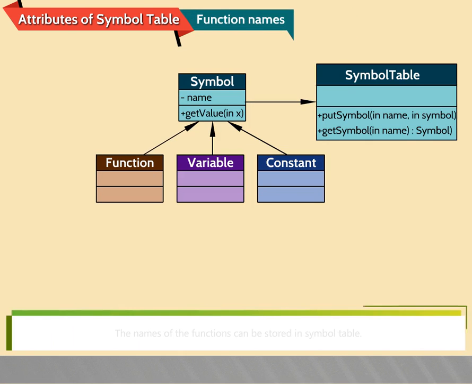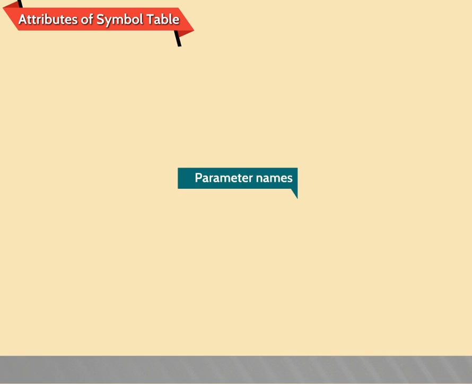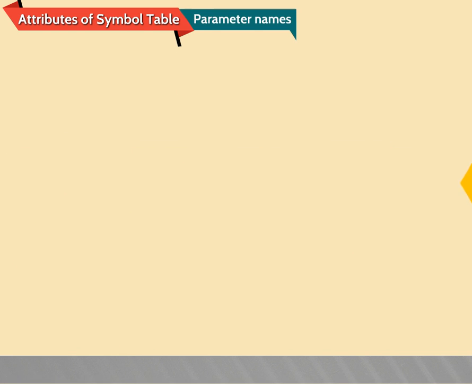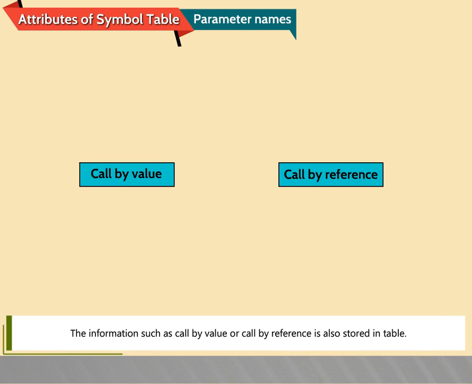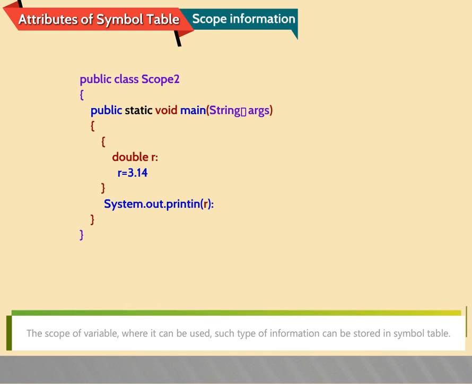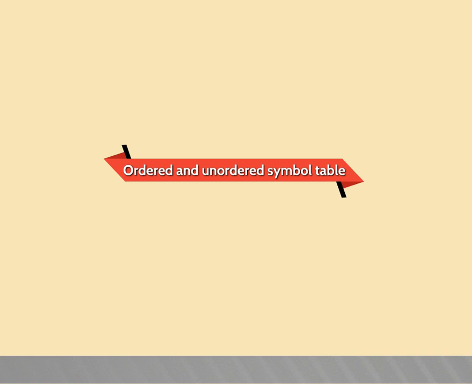Function names. The names of the functions can be stored in symbol table. Parameter names. The parameters that are passed to the function are stored in the symbol table. The information such as call by value or call by reference is also stored in table. Scope information. The scope of variable where it can be used, such type of information can be stored in symbol table. Ordered and unordered symbol table.